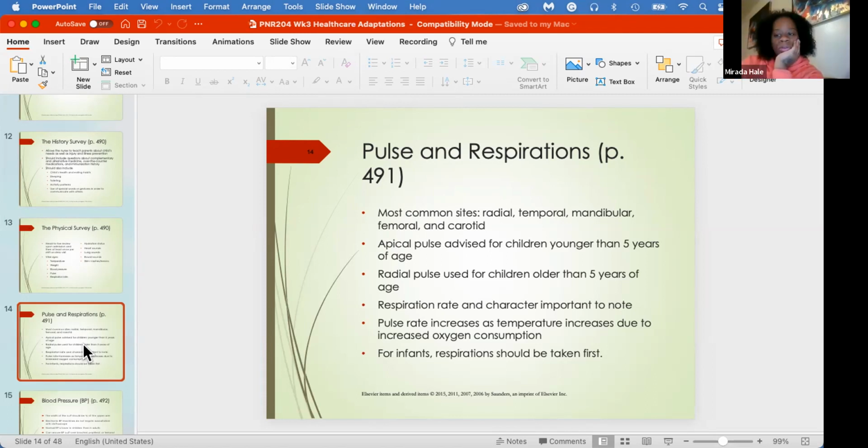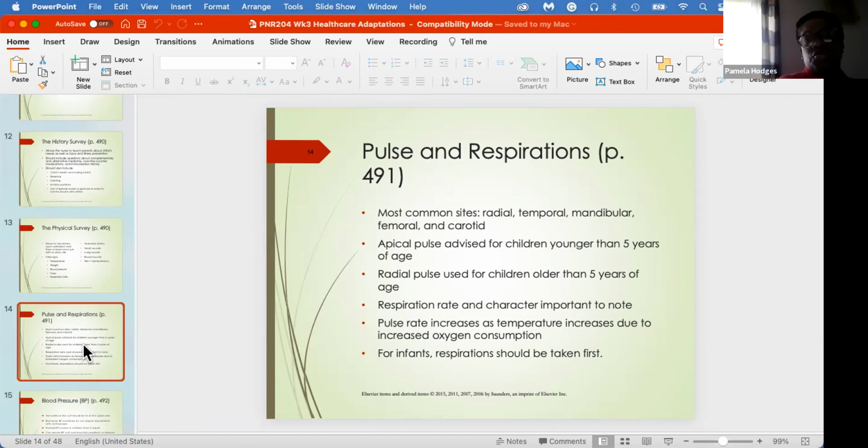Apical pulse. And what does that mean? What does it mean to get the apical pulse? How do you do that? You do it for a full minute. So you're not feeling, right? You're listening with your stethoscope at their heart.